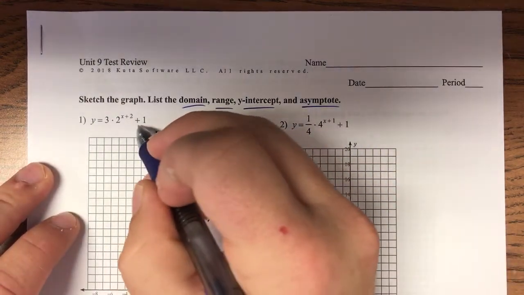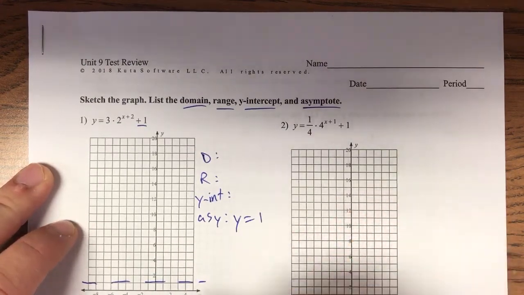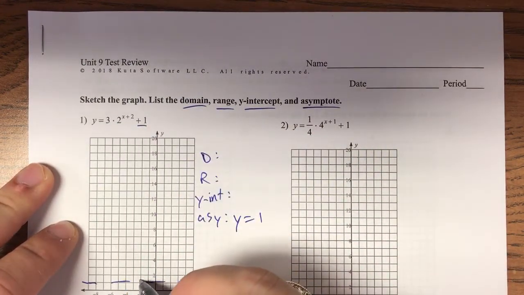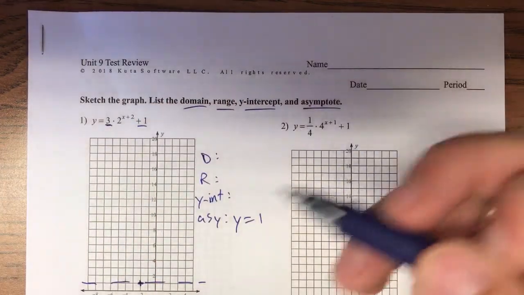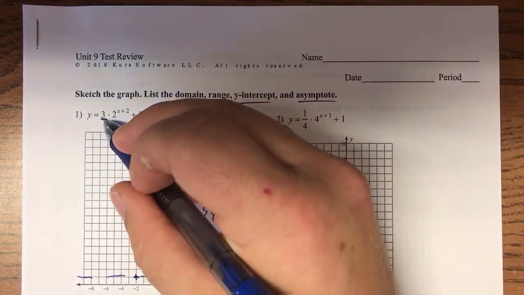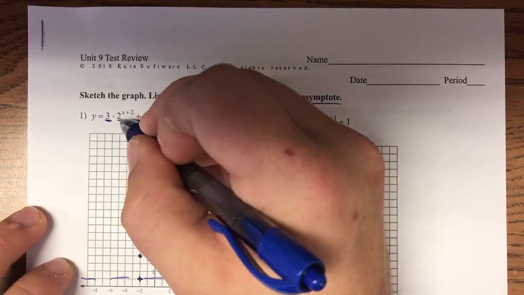On this one, we're going up 1. That's the asymptote, y equals 1. Shifting left 2, 1, 2, there's my little reference point. We're going to have a stretch of 3, and so that's our starting point. We're going to be 3 away from the asymptote. 1, 2, 3, there's our starting point, and our rate is doubling.